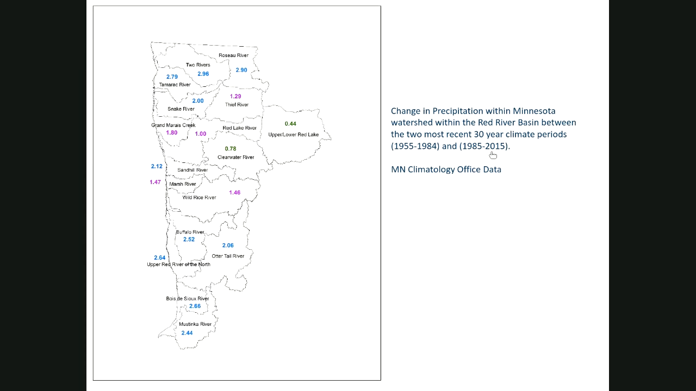And sometimes folks don't quite appreciate an inch of runoff, say in the Red Lake River. That's 80,000 acre feet of water on average coming down onto the landscape more than it did in the past. So a large volume of water in an inch of precip.